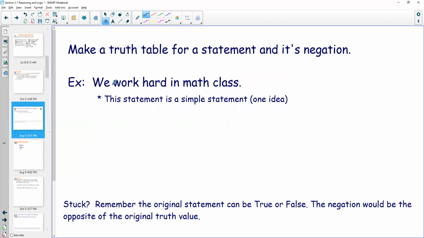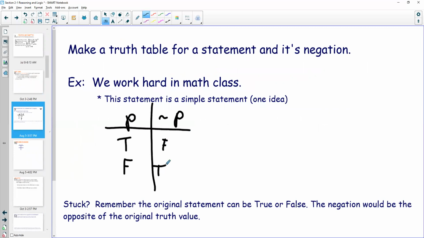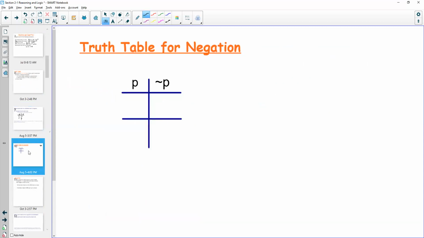So the first one is a statement and its negation, just like we just did. If we make a truth table for that, we start out with P. And P can either be true or it can be false. Well, the negation of that is not P. If P is true, then not P is false. And if P is false, then not P is true. This is what a truth table looks like for a negation. There's a table here to fill in if you'd like to try it.